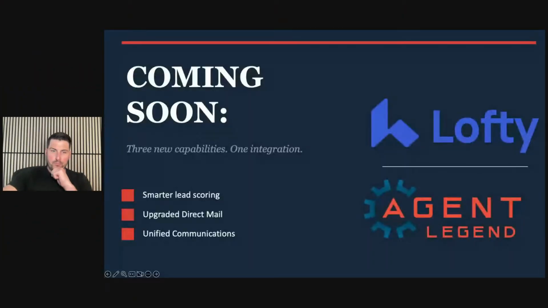So as I mentioned, today we're going to go through the three new capabilities that we're now integrating directly within Lofty, as well as the other systems that we are integrated with and how we're bridging the gap there. So I mentioned the smarter lead scoring. We'll touch on that, upgraded direct mail capabilities, and then the unified communications.